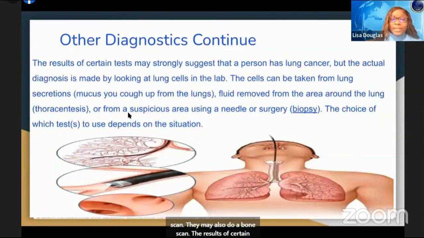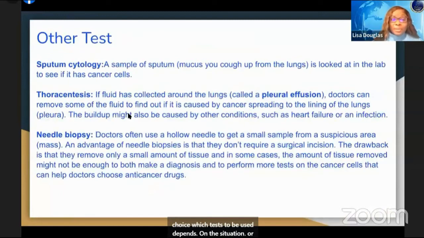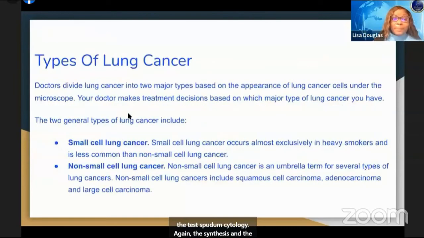The results of certain tests may strongly suggest that a person has lung cancer, but the actual diagnosis is made by looking at lung cells in the lab. The cells can be taken from the lung secretions, mucus you cough up from the lungs, fluid removed from the area around the lung, which is called a thoracentesis, or from a suspicious area using a needle or surgical biopsy. The choice of which test we use depends on the situation. Other tests include sputum cytology, again the thoracentesis, and the needle biopsy.